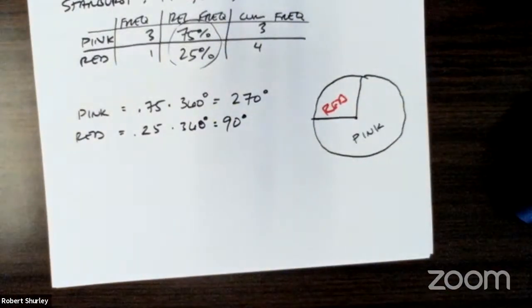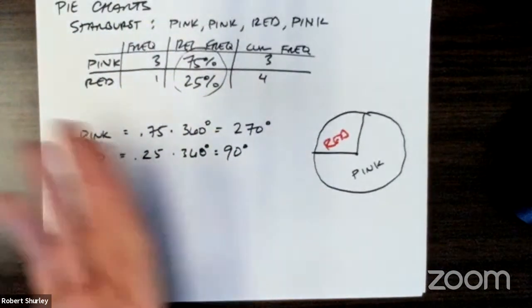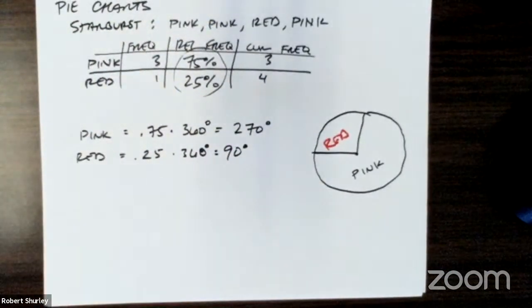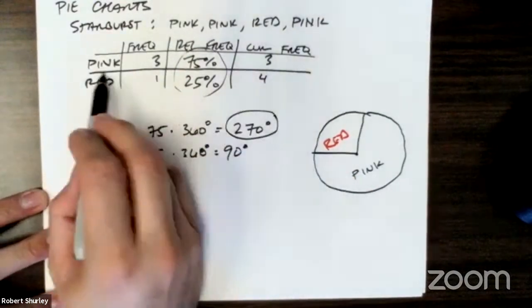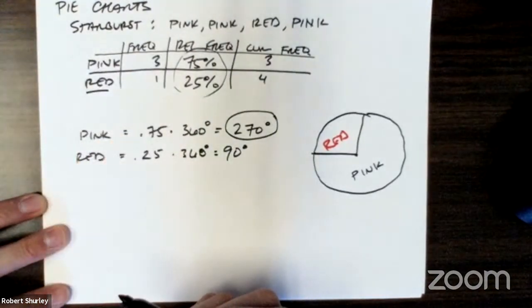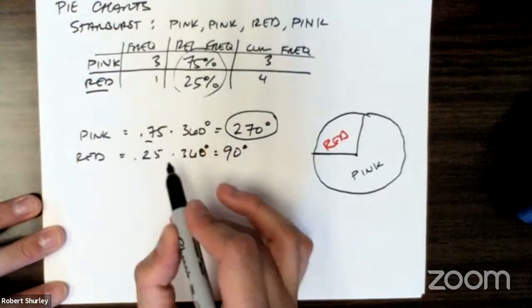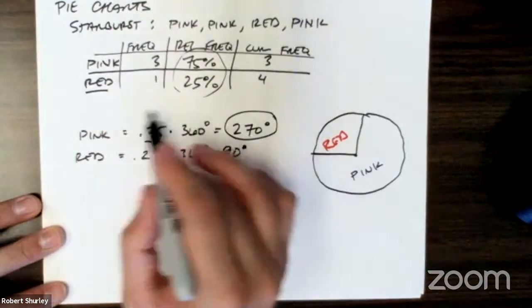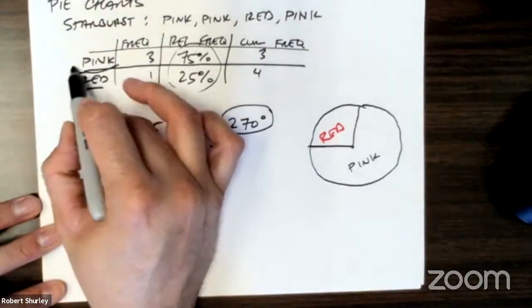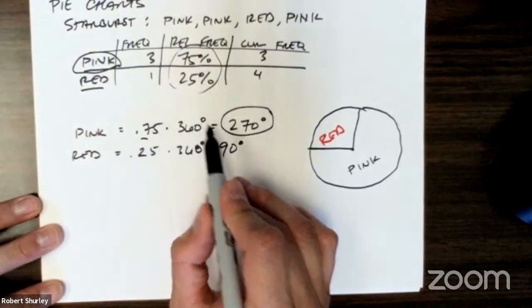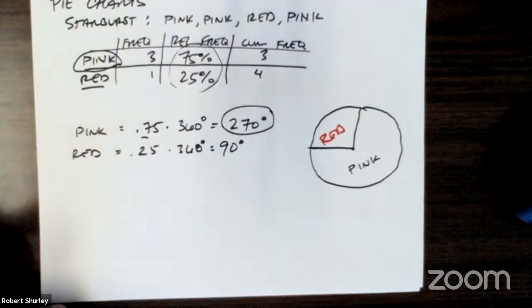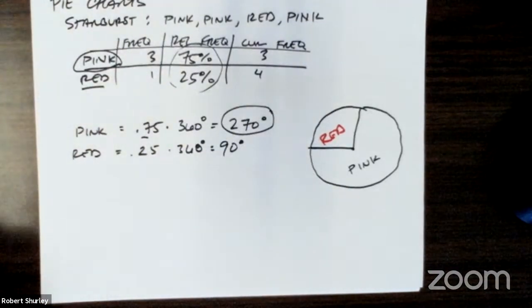So our little informal polling about which Starburst color you like is given here. On this test, I might ask how many degrees will be devoted to the red Starburst, and you're going to have to use the little formula to do that. Okay, wait, actually, this would be pink. How many degrees will be devoted to the pink Starburst? Well, I know it's 75% of the data times 360 degrees. That gives me 270, so 270 degrees will be devoted to the pink Starburst.